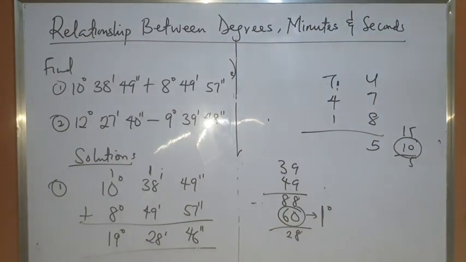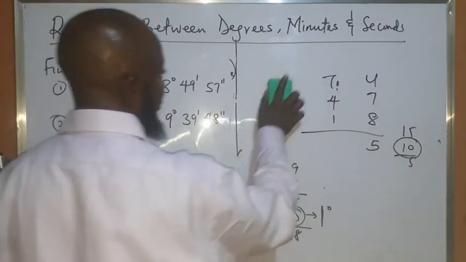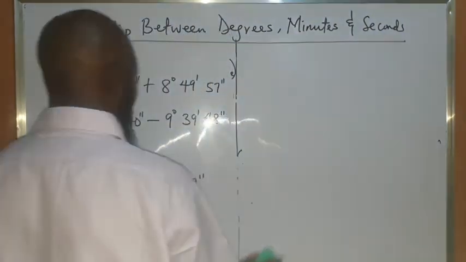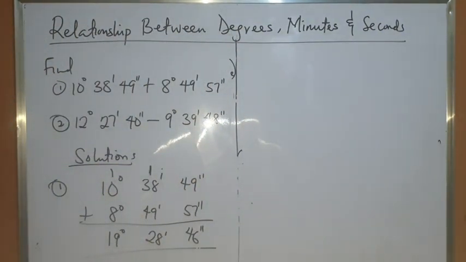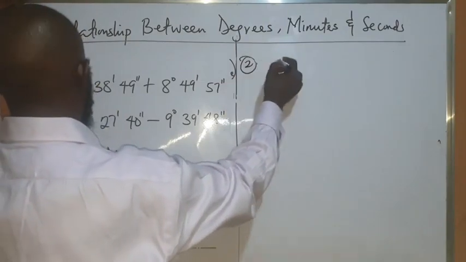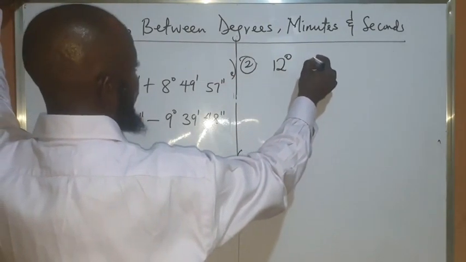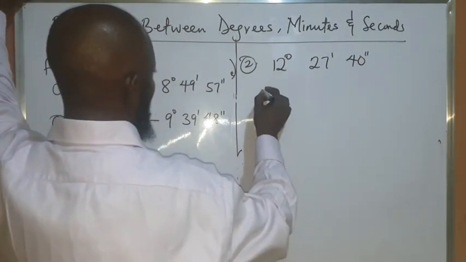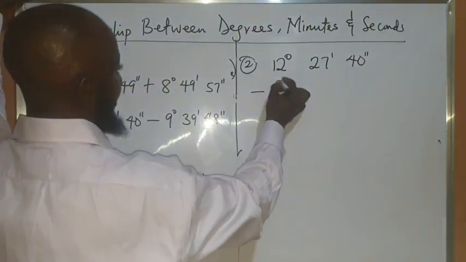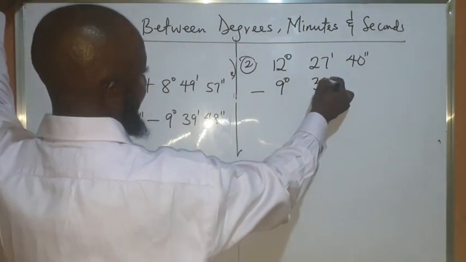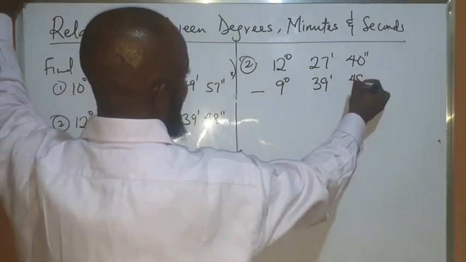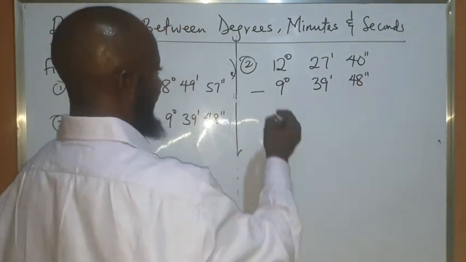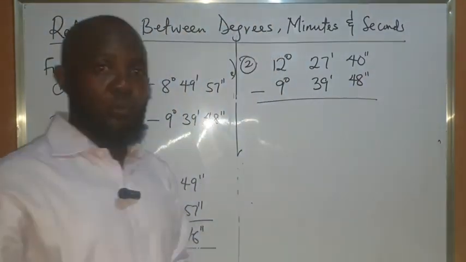Alright? So the next one is the last part of it, which is subtraction. For the subtraction, we have 12 degrees, 27 minutes, and 40 seconds, minus 9 degrees, 39 minutes 48 seconds. Now the same thing here. Don't forget, just normal ways, not add.